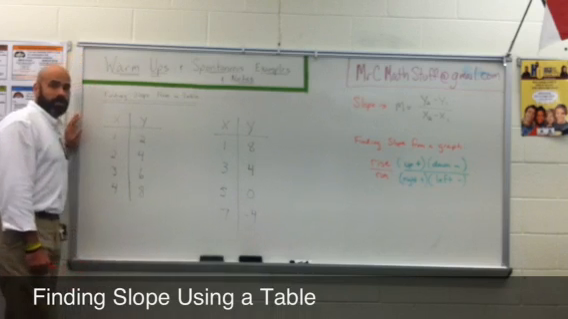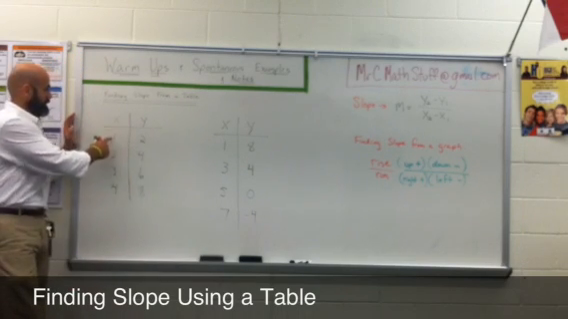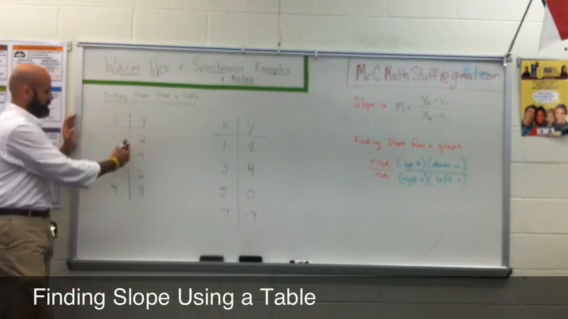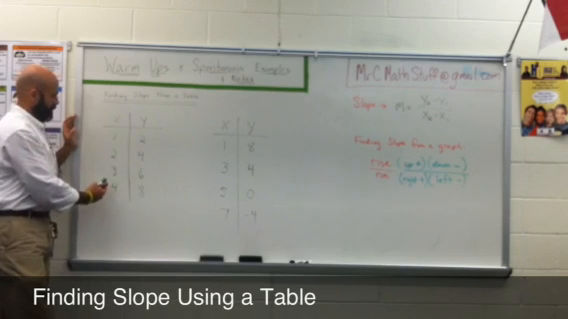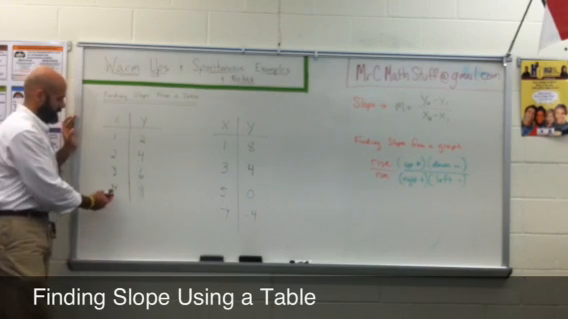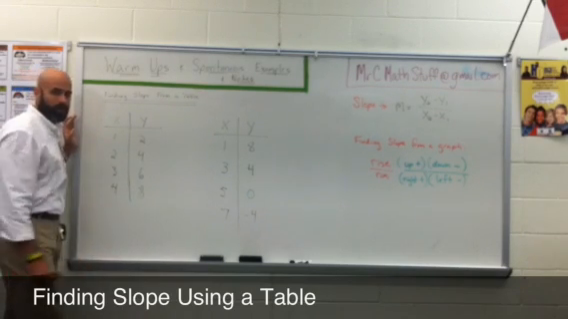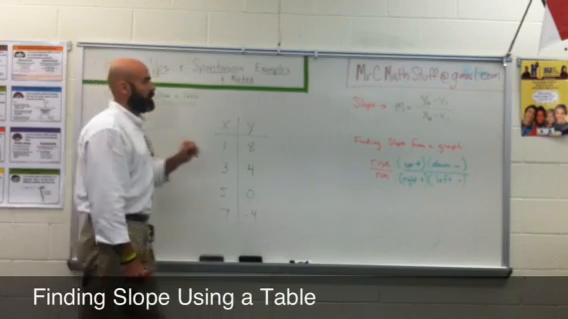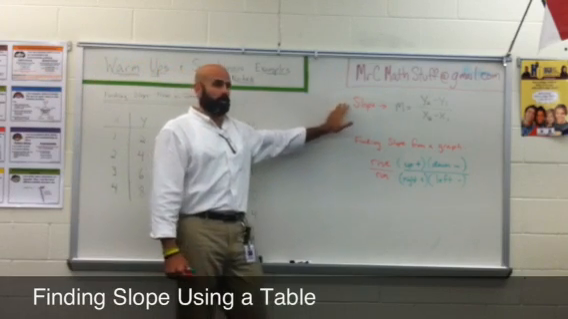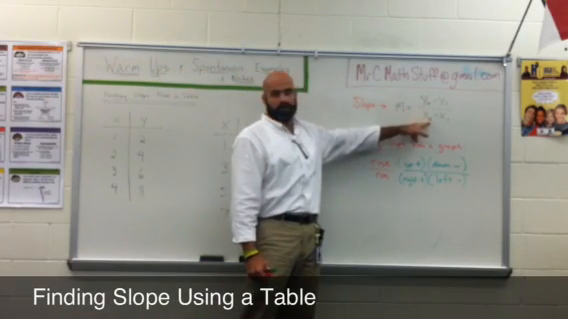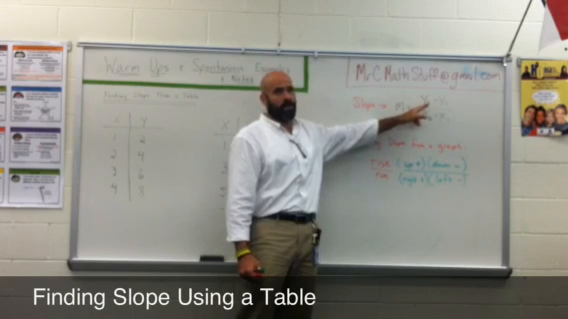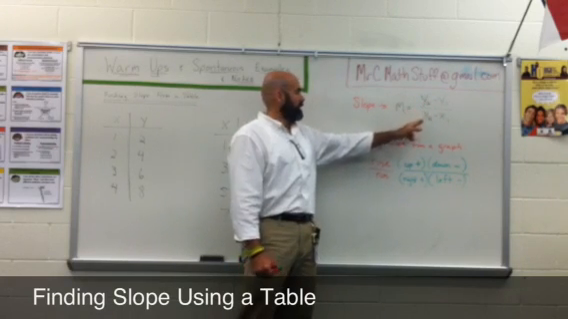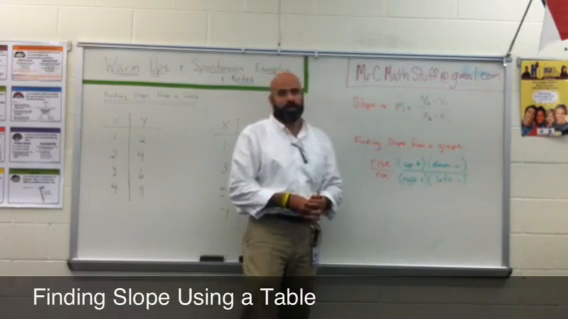Taking a look at my first table, I have my x, y values: x of 1, y of 2, x of 2, y of 4, x of 3, y of 6, x of 4, y of 8. Now, I know my slope or rate of change formula is change in y over change in x. I could also say y2 minus y1 over x2 minus x1.